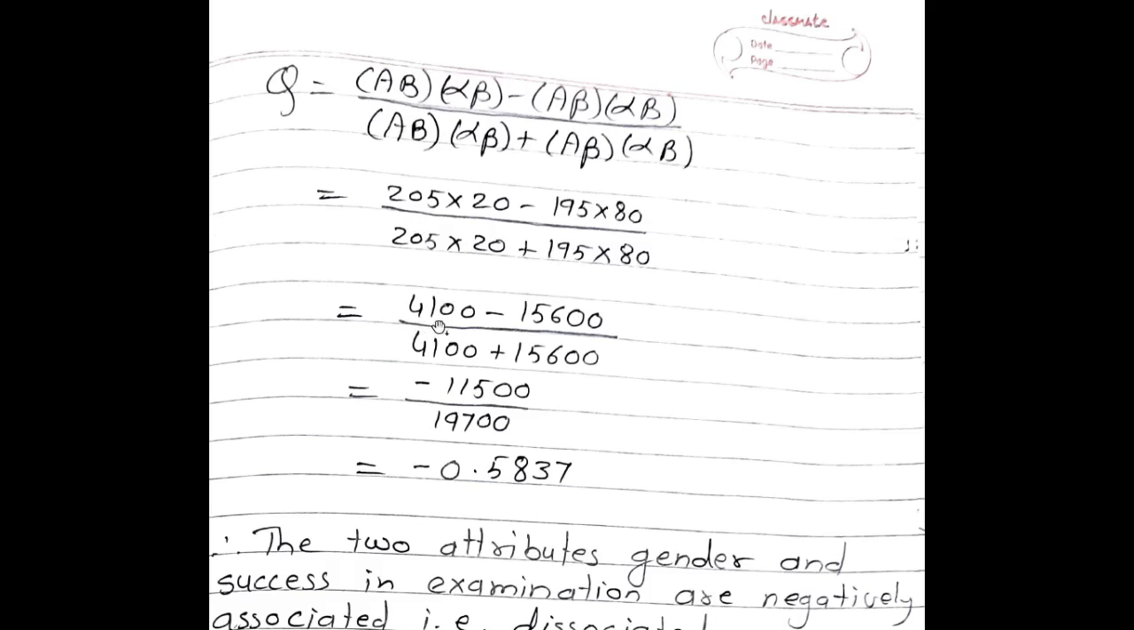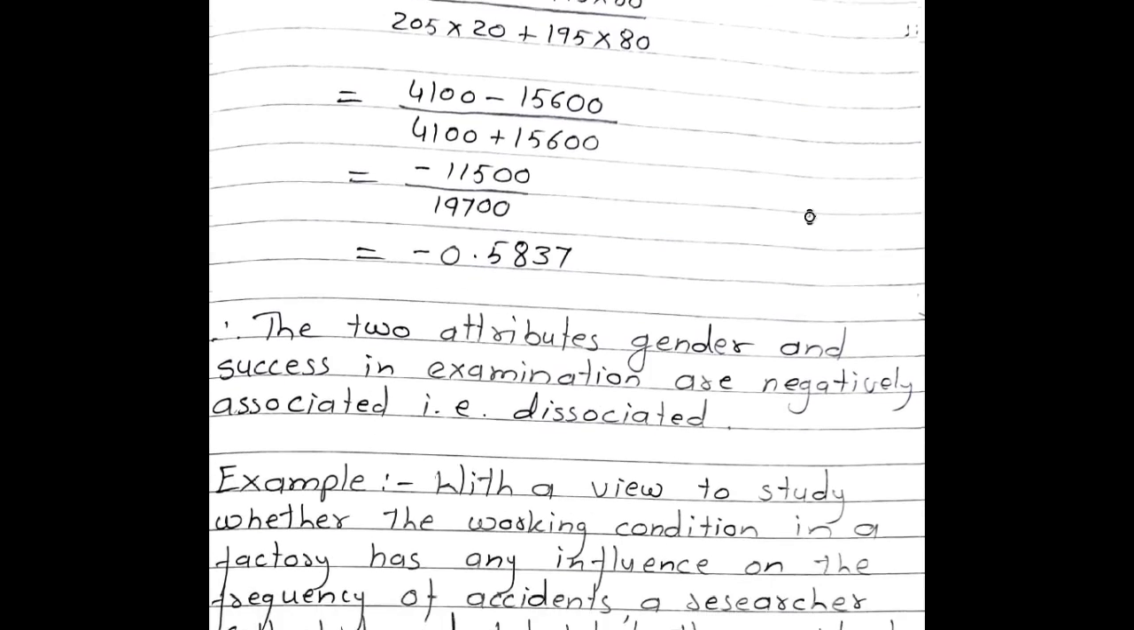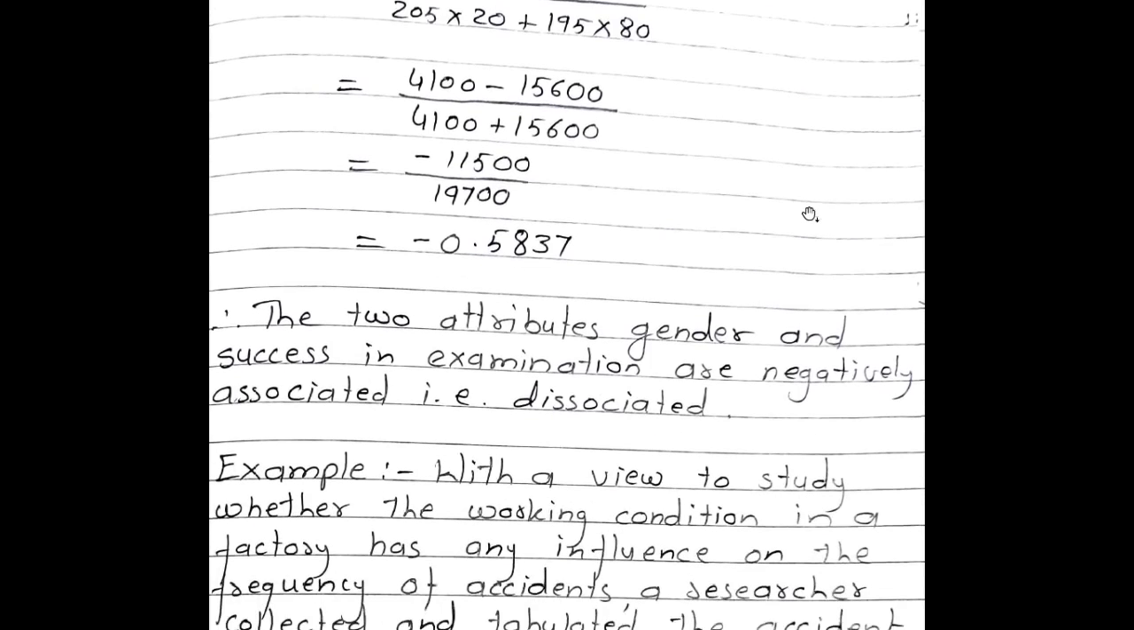This is nothing but 4100 minus 15600 divided by 4100 plus 15600. So the values can be written as minus 11500 divided by 19700. So the value of coefficient of association is nothing but minus 0.5837. Therefore, the two attributes gender and success in examination are negatively associated or dissociated. Next example.